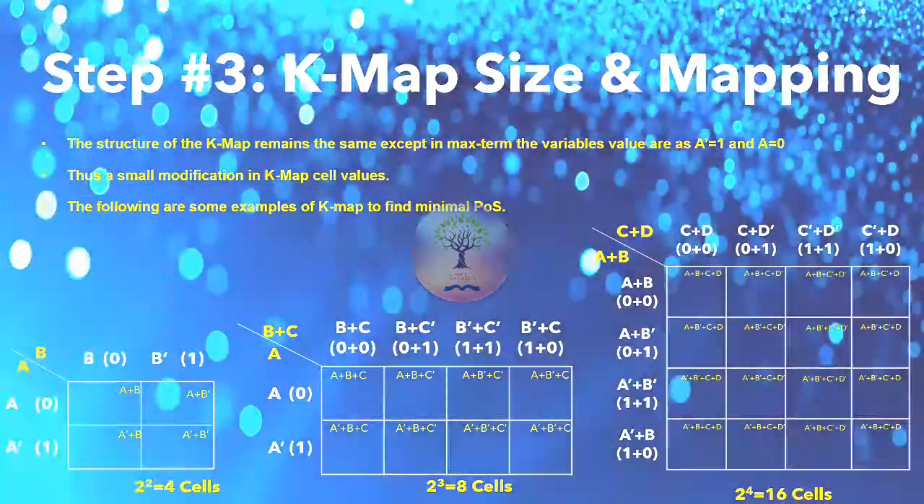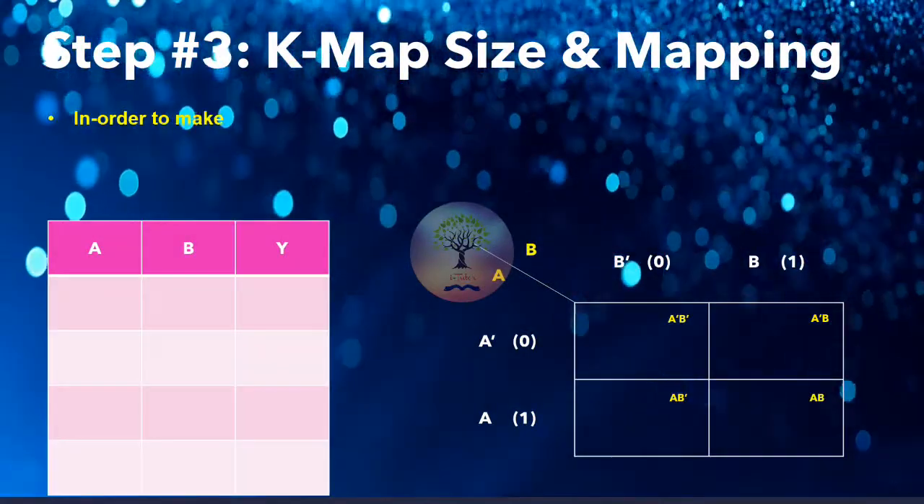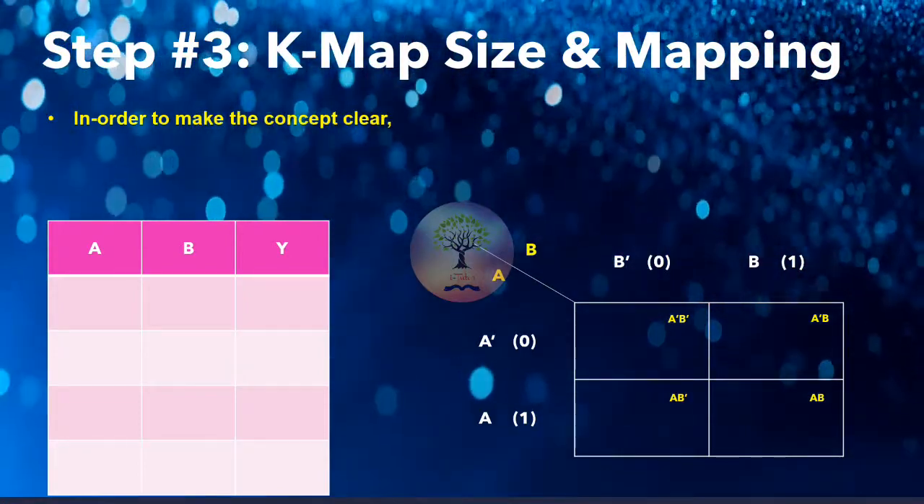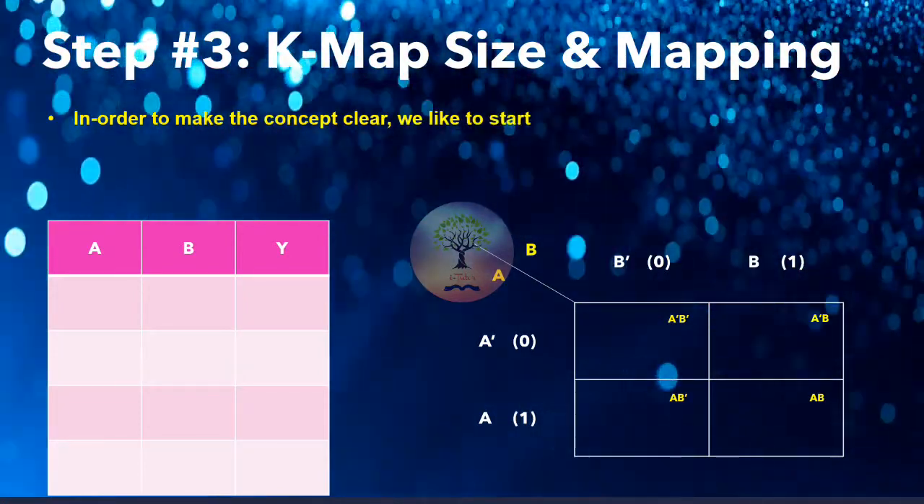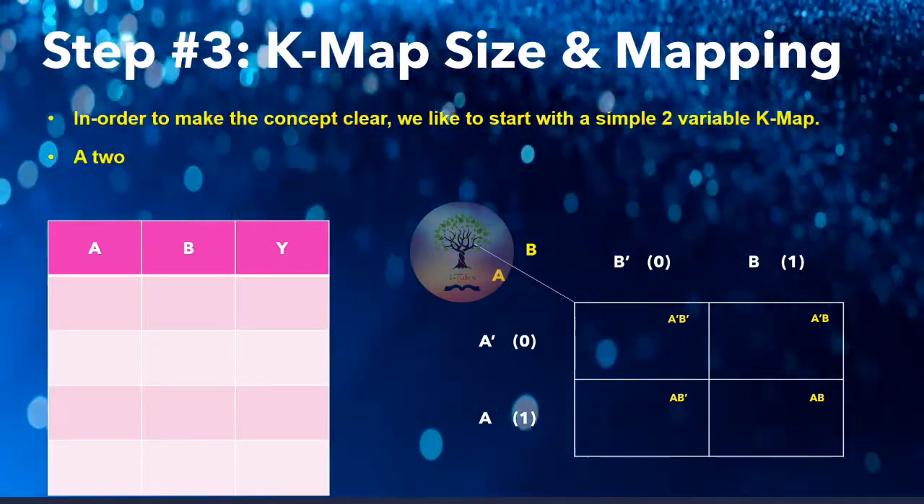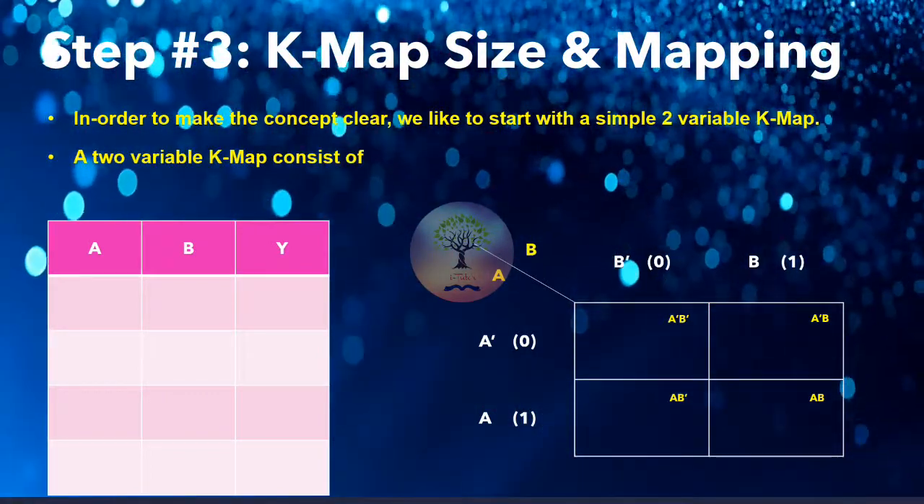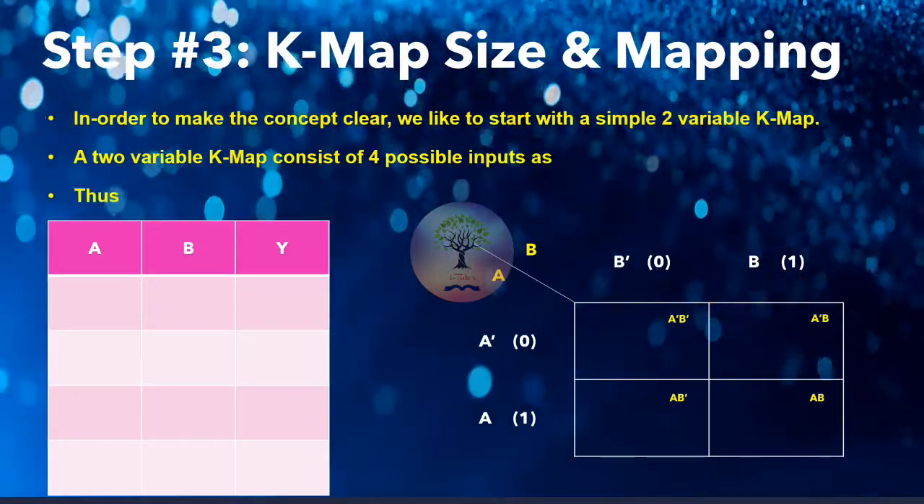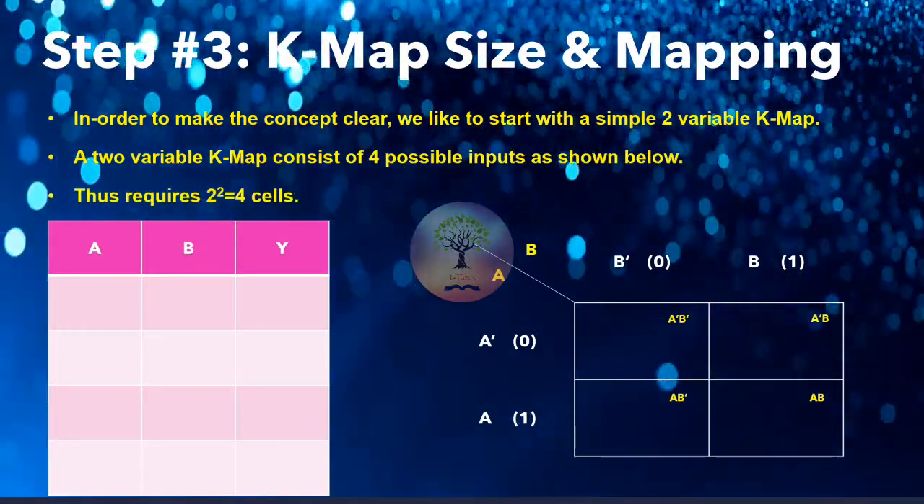In order to make the concept clear, we like to start with a simple 2-variable KMap. A 2-variable KMap consists of 4 possible inputs as shown below. Thus it requires 2 power 2 is equal to 4 cells.